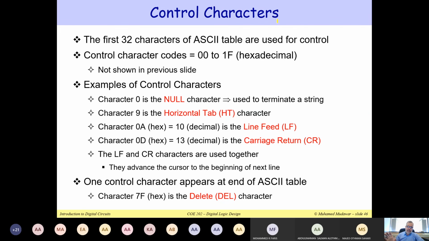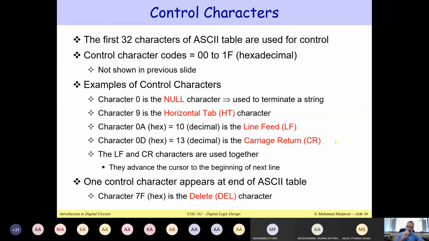For example, character 0 is the null character. People use it in some programming languages, like C, C++, and others. They terminate the string with a null character. Every string must be terminated with a null character, so it marks the end of the string. Character 9 will be the horizontal tab. You have a tab key on your keyboard, and it is represented by character 9. Character 0A in hexadecimal, or 10 in decimal, is the line feed. 0D, which is 13 in decimal, is the carriage return.